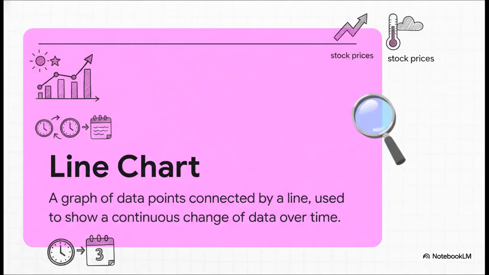Next, we have the super familiar line chart. This chart is the ultimate storyteller when it comes to time. If your data involves days, months, or years, the line chart is your best friend. By connecting those dots, it shows you the journey of your data, the peaks, the valleys, the trends, which makes it perfect for tracking things like stock prices or temperature changes over a season.